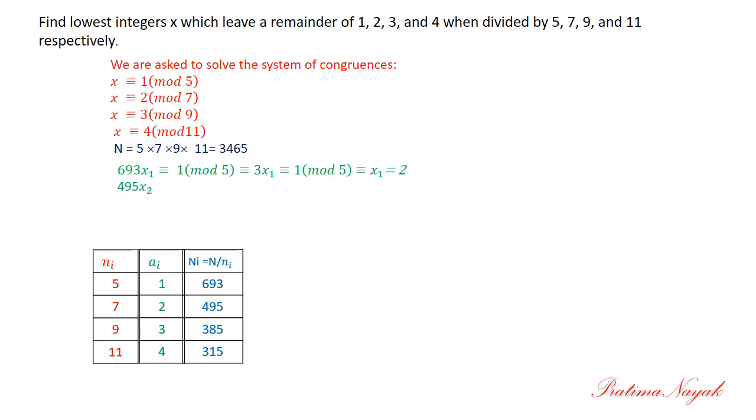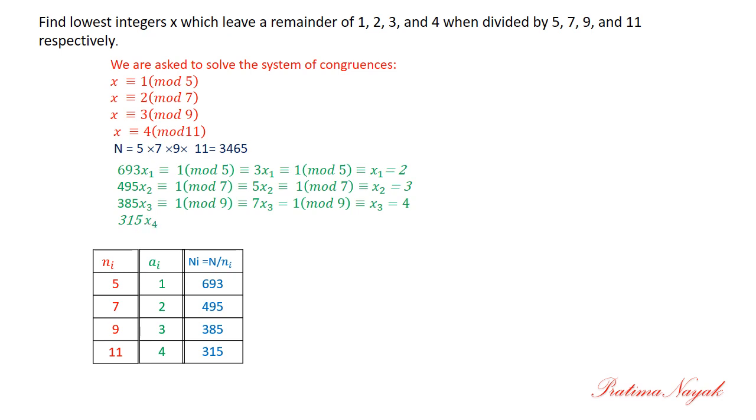Next, 495 x2 is congruent to 1 modulo 7. So 5 x2 is congruent to 1 modulo 7. This gives x2 is equal to 3. In the same way, 385 x3 is 1 modulo 9, or this is congruent to 7 x3 is congruent to 1 modulo 9. This gives x3 is equal to 4.